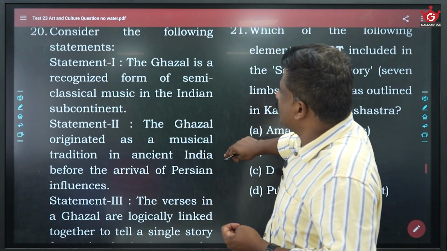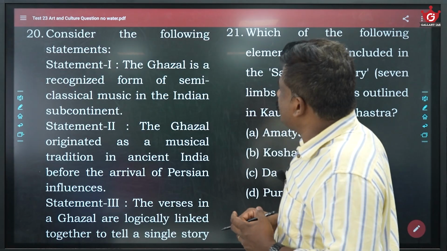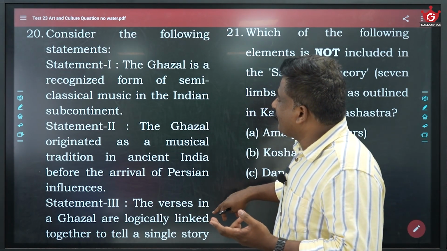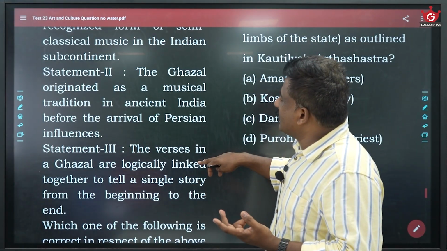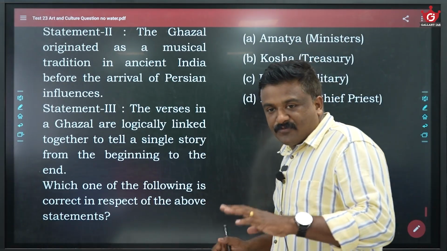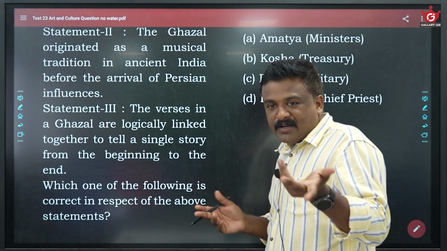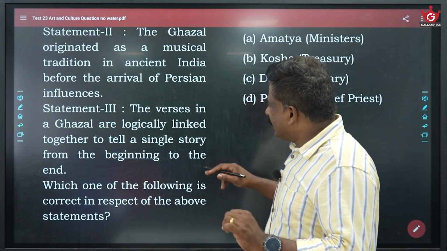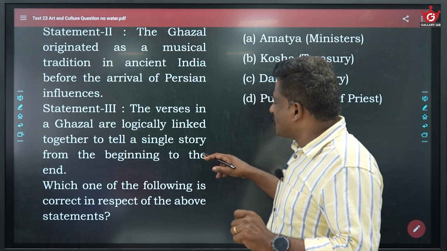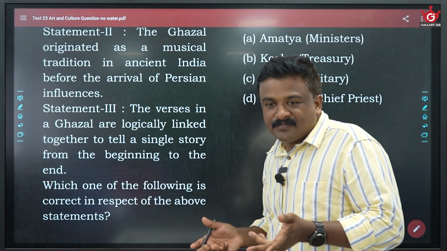Question number 20. See, the ghazal is recognized as a form of semi-classical music in the Indian subcontinent. Absolutely true. Ghazal originated as a musical tradition in ancient India before the arrival of Persian influences, which is wrong. If you check the timeline, you will understand there is Amir Khusro in the medieval time. Before that, you never heard a ghazal. Am I right? The verses in a ghazal are logically linked together to tell a single story from the beginning to the end. No such need.